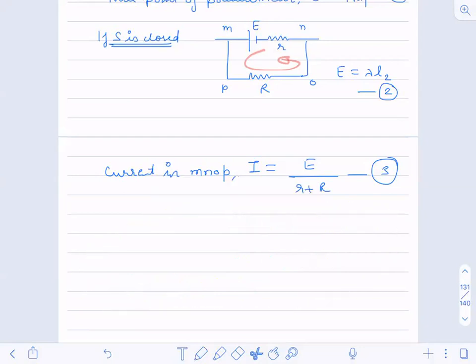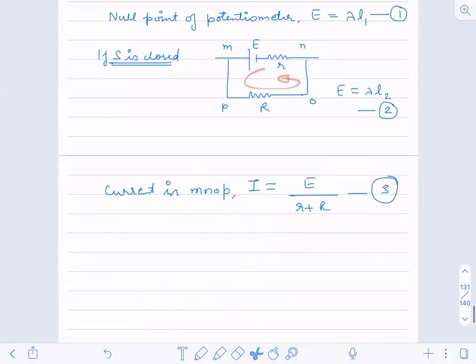Now, up to here, I hope everybody has understood. This is the current value I have written: I is equal to E by r plus capital R. Here small r is the internal resistance, and capital R is the external resistance, the shunt. Capital E is the EMF.